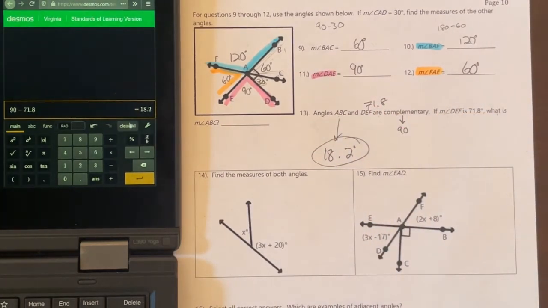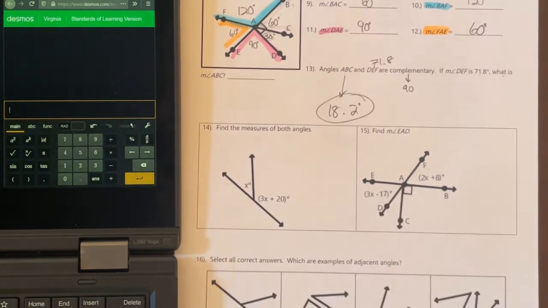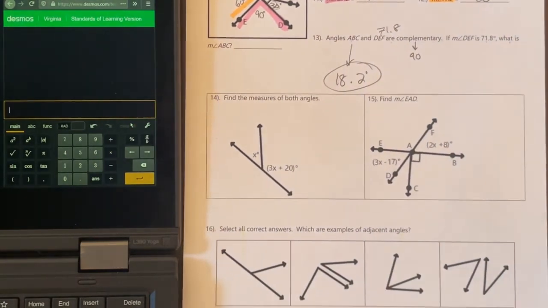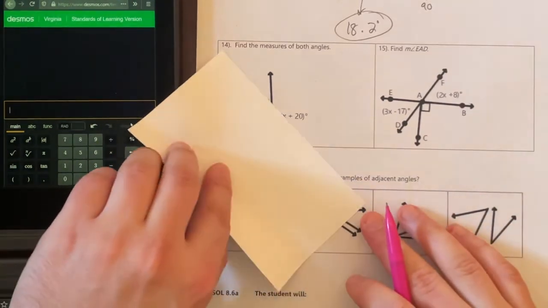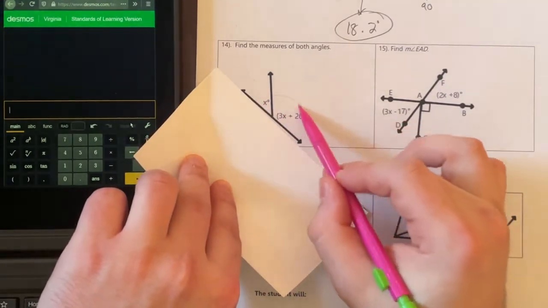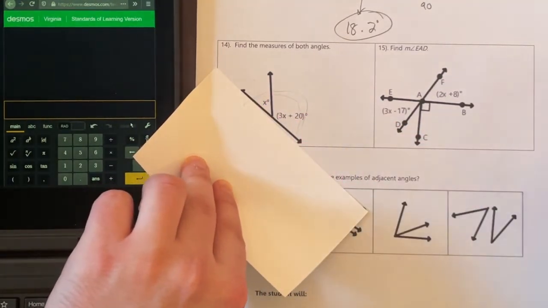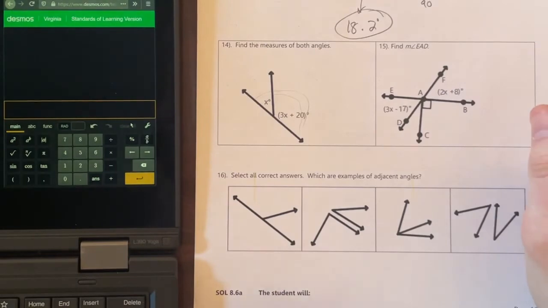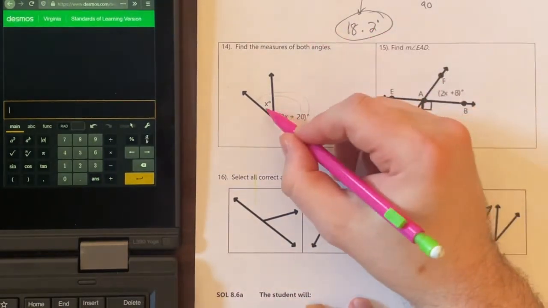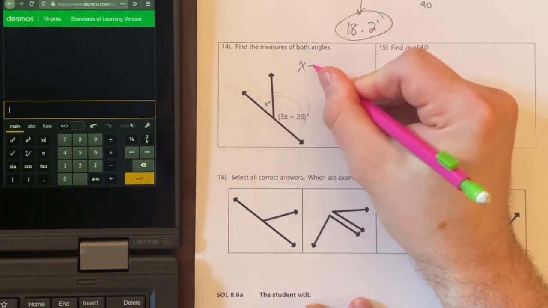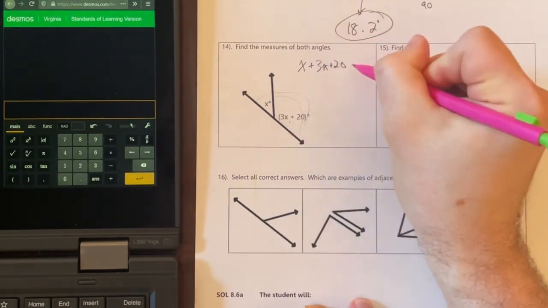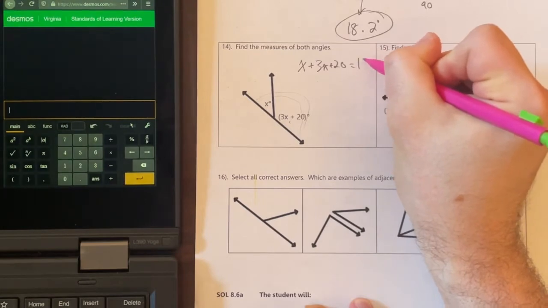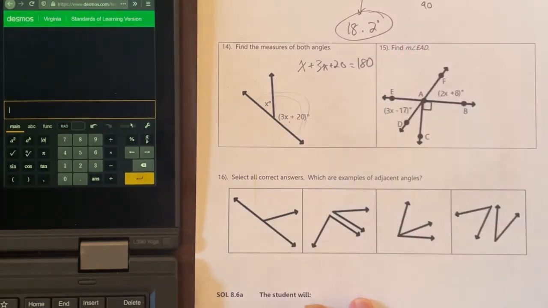For number 14, it says find the measures of both angles. All right. So now we know that we have that straight line. That means that these two angles added together are going to be 180 degrees. So let's set up a nice little equation here. I can say my first angle x plus my next angle 3x plus 20 is going to be equal to 180. I have a two-step equation here.